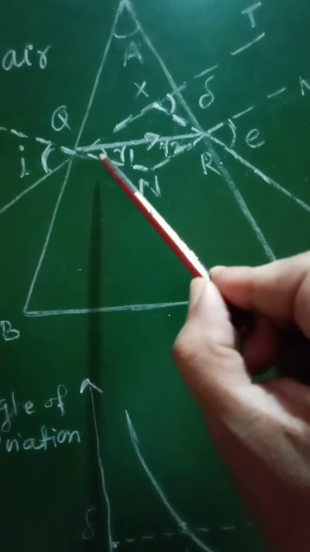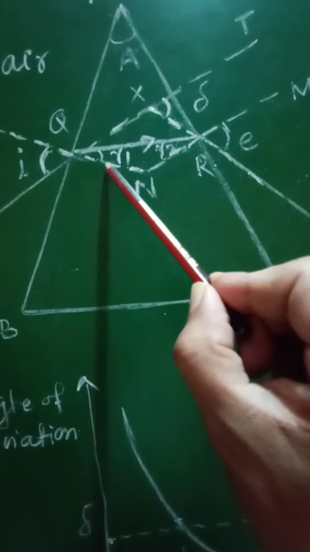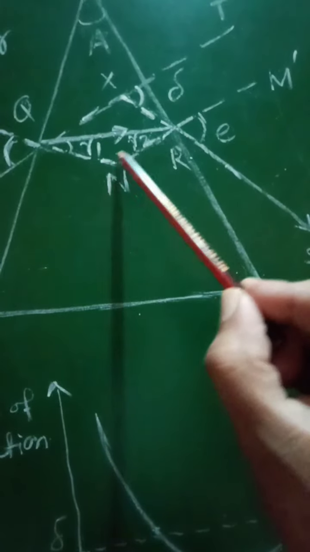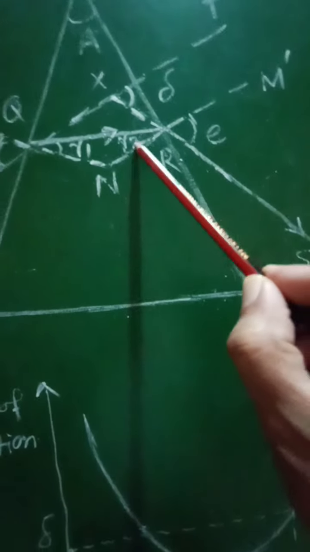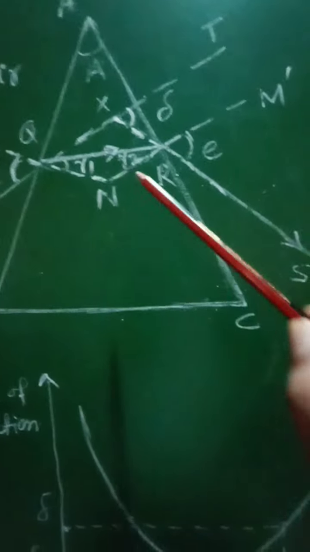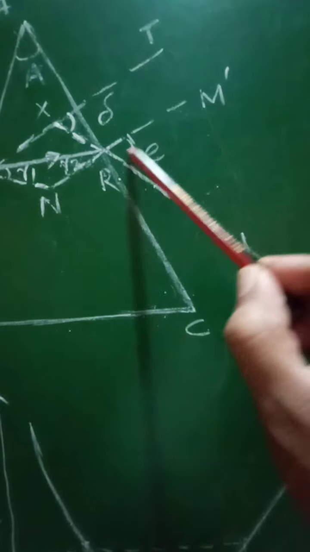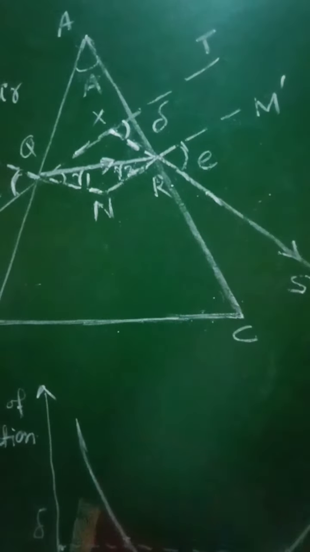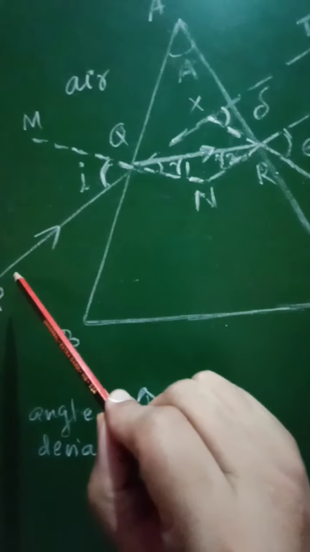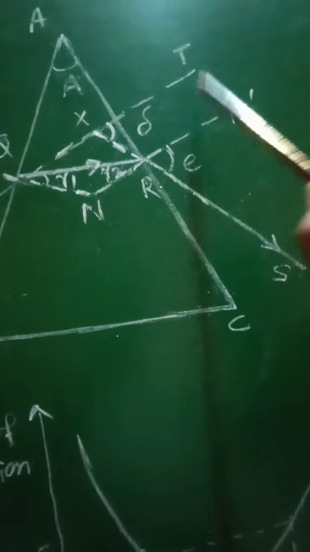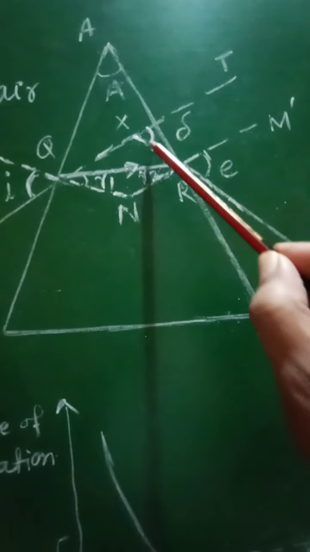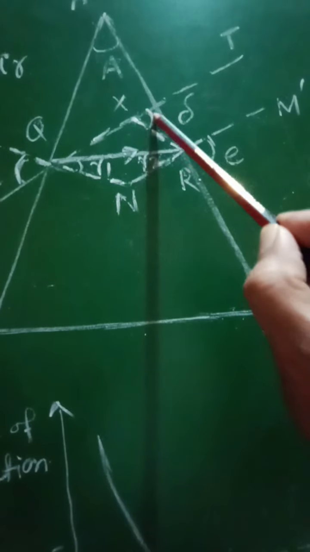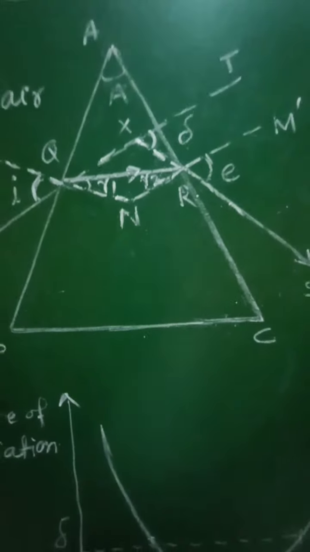This angle is between the normal and the refracted ray, therefore the first angle of refraction is R1 here. Similarly, here the angle between the refracted ray and the normal is the second angle of refraction R2. Now this angle is between the normal to the surface and the emergent ray, therefore it is the angle of emergence E. Now if we extend this incident ray in the same direction and this emergent ray in the backward direction, both will meet at point X, and the angle between them is delta, that is the angle of deviation.